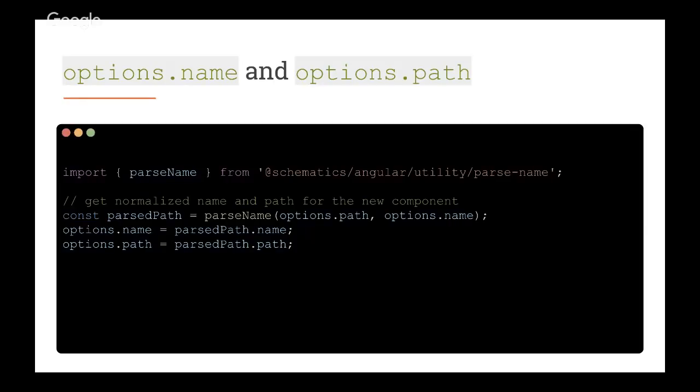And then the next thing we want to do is normalize all of our paths and names. If you're confused about what I mean by normalize, the simplest example is Windows versus macOS or Linux, dealing with forward slashes and backslashes and all that kind of stuff. So we'll use this parseName function, which is another helper function provided by Schematics. We'll give it the path and the name, and we'll get back these normalized names and paths.